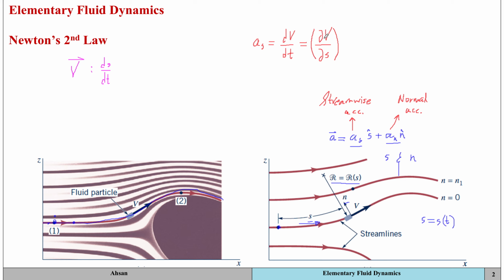By expanding, we're going to write it in terms of the partial derivative of v with respect to s, because velocity is not only changing in the streamline direction, but it is also changing in the normal direction. So it is dependent on the s component and the n component. That's why we have to write the partial derivative here, and then we can multiply it by ds by dt, which is the definition of velocity that we saw here.